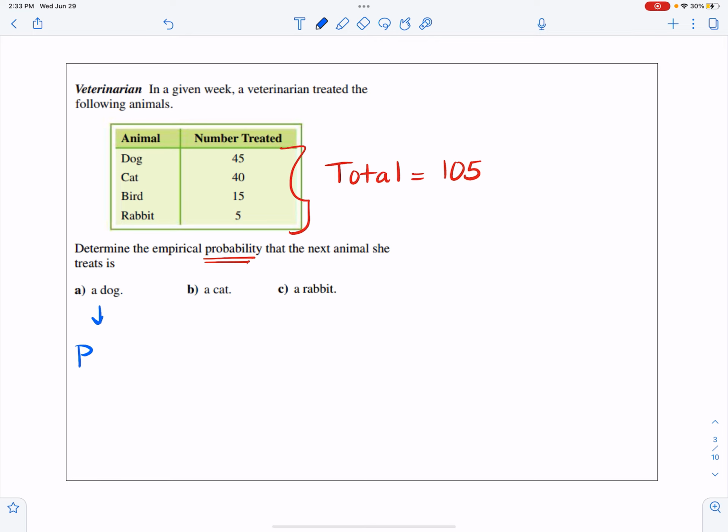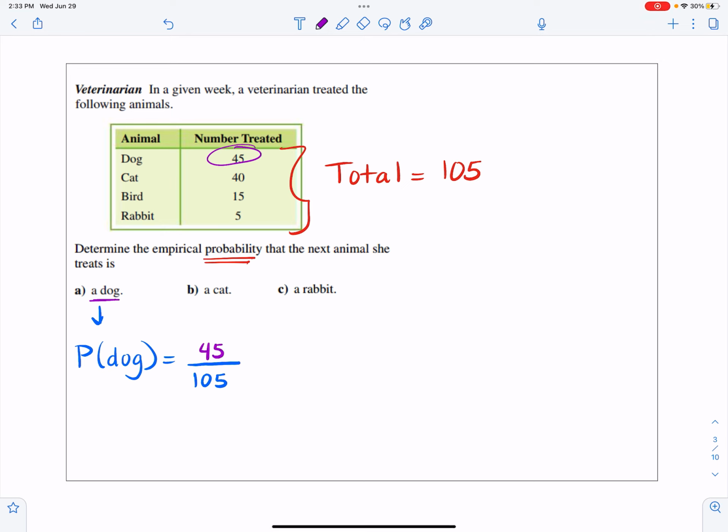If I want the probability that the next animal treated is a dog, set up my fraction. The total goes on the bottom, and then I take whatever event I want to look at. This says we get a dog. Take the number of times that occurred.